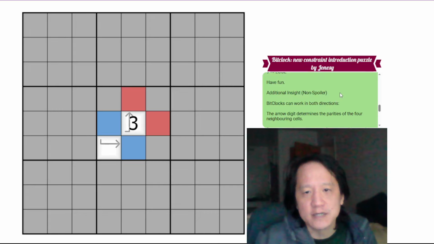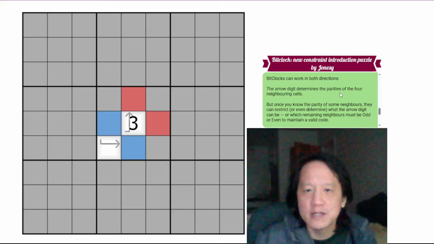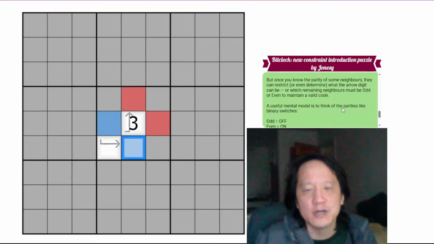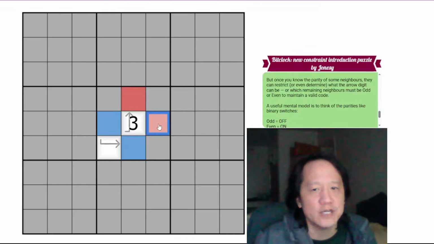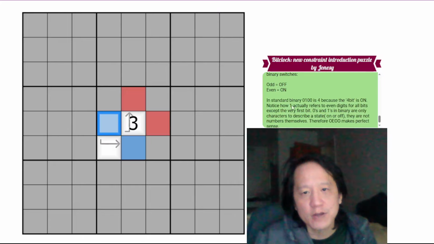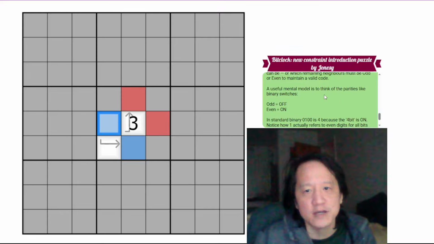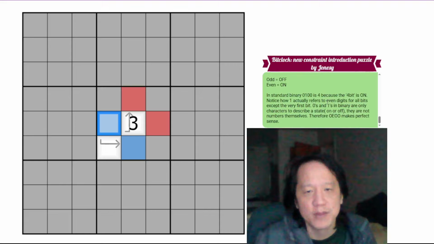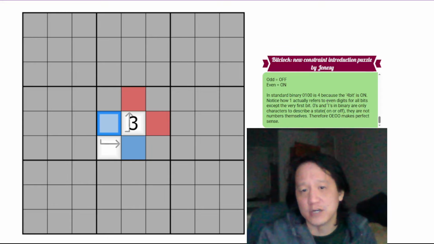Additional insight, non-spoiler. Bit clocks can work in both directions. The arrow digit determines the parities of the 4 neighboring cells, but once you know the parity of some neighbors, they can restrict or even determine what the arrow digit can be, or which remaining neighbors must be odd or even to maintain a valid code. Yes. A useful mental model is to think of the parities like binary switches. Odd equals off and even equals on.